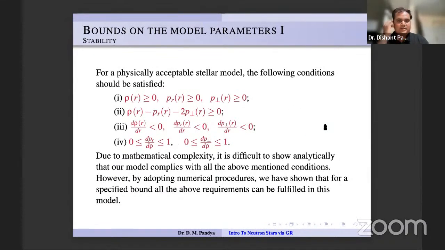Primarily, whatever metric you are creating, that metric should satisfy all these conditions. In fact, the list is not exhaustive. I have just considered here the fundamental conditions which are required. But for the considered metric and for your calculation part, if any of these conditions is getting violated, then definitely that stellar model is not stable, physically not viable.